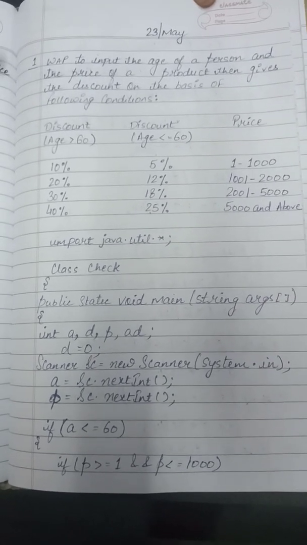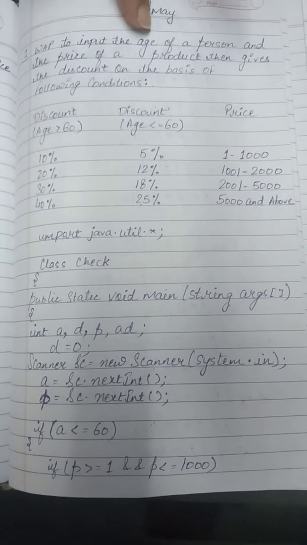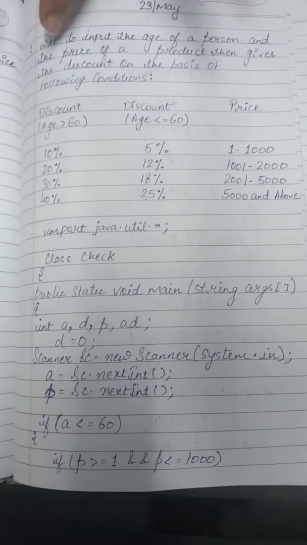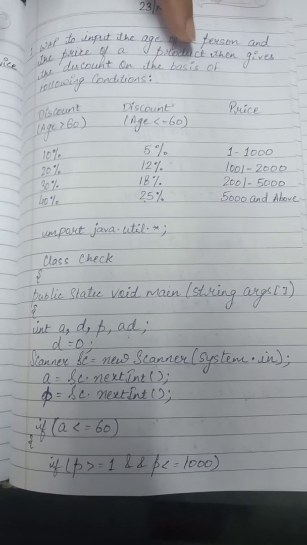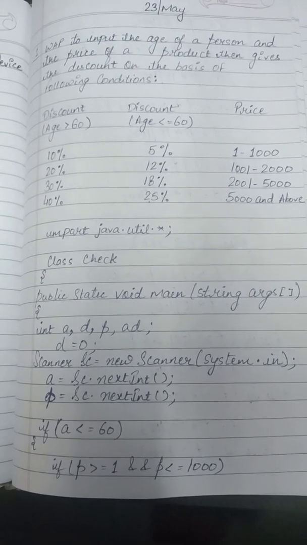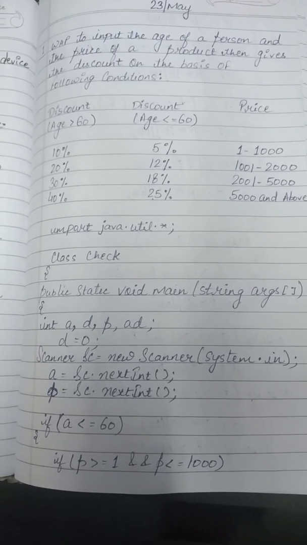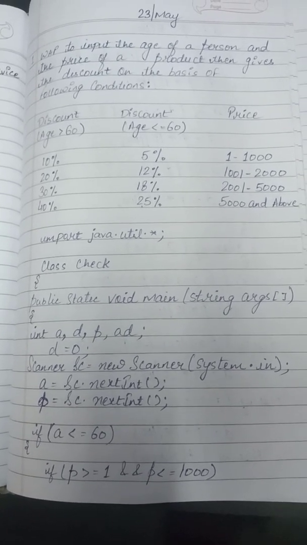So you can see the first program. In this, write a program to input the age of a person and the price of a product, then give the discount on the basis of the following conditions. So what you have to do is enter the age of a person and the price of a product. This we will take as user input.